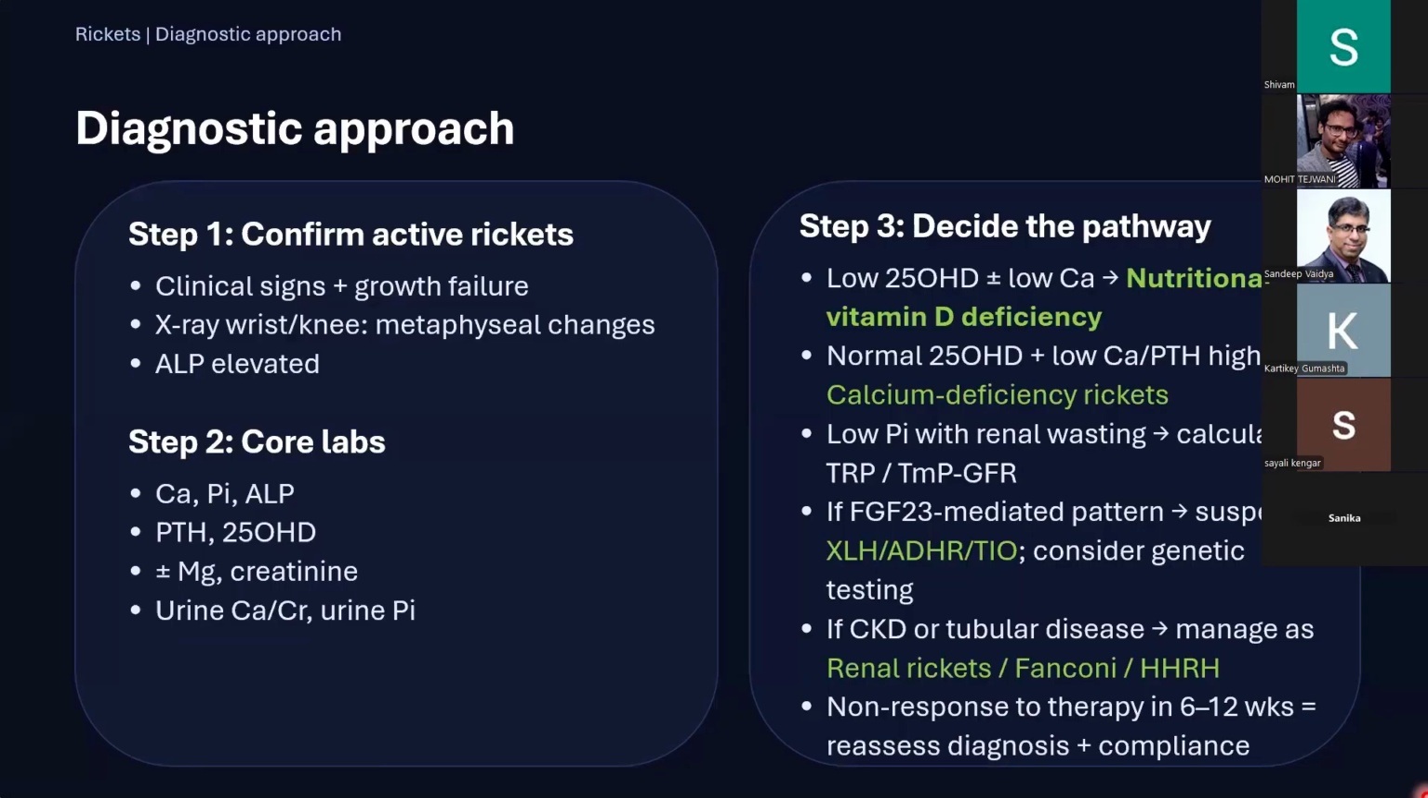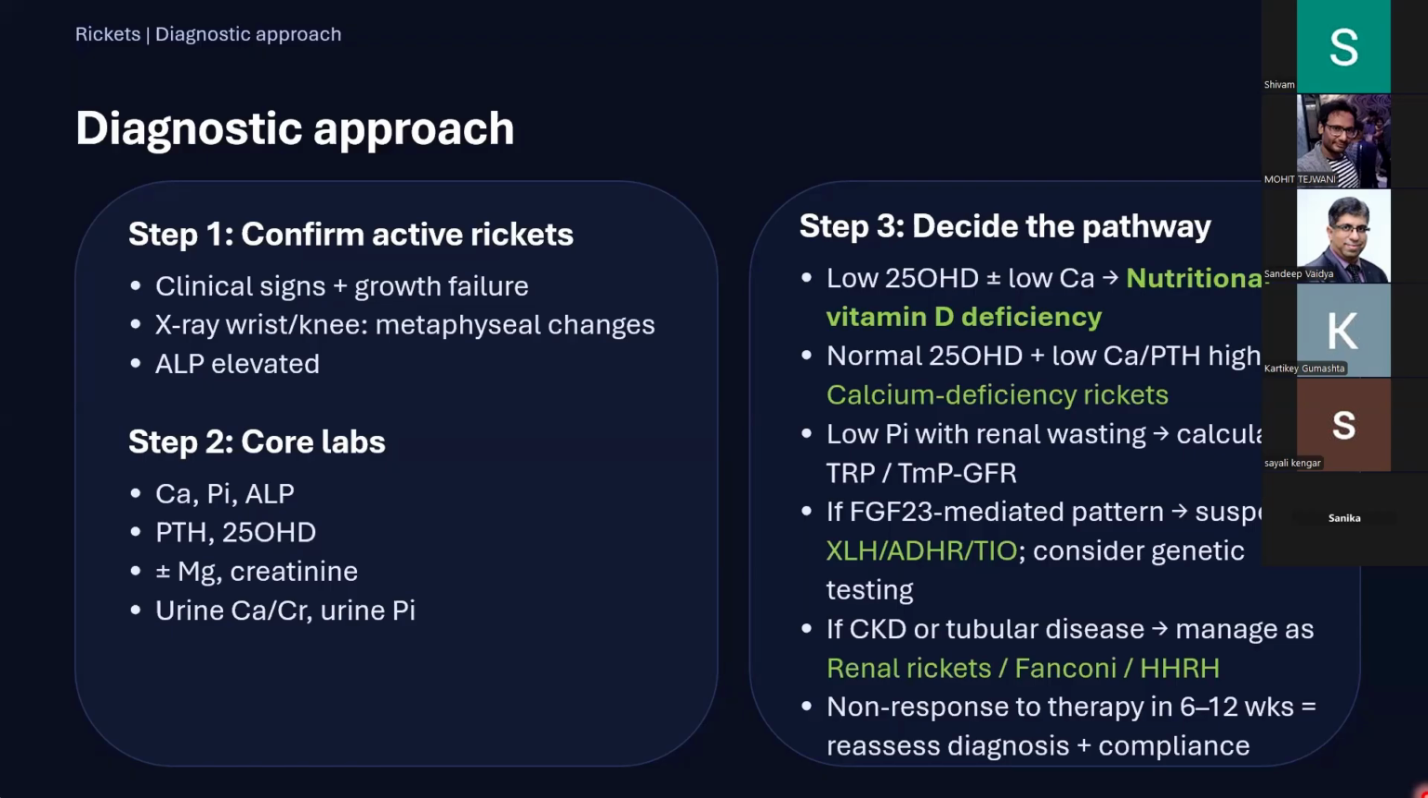So we follow a diagnostic approach in which we confirm active rickets by seeing the clinical signs that we discussed previously, along with, in long-standing cases, growth failure. We take an X-ray of the wrist and knees, and there would be metaphyseal changes: cupping, splaying, and fraying, or there could be some looser zones. And alkaline phosphatase would be elevated in most cases because of the high bone metabolism.